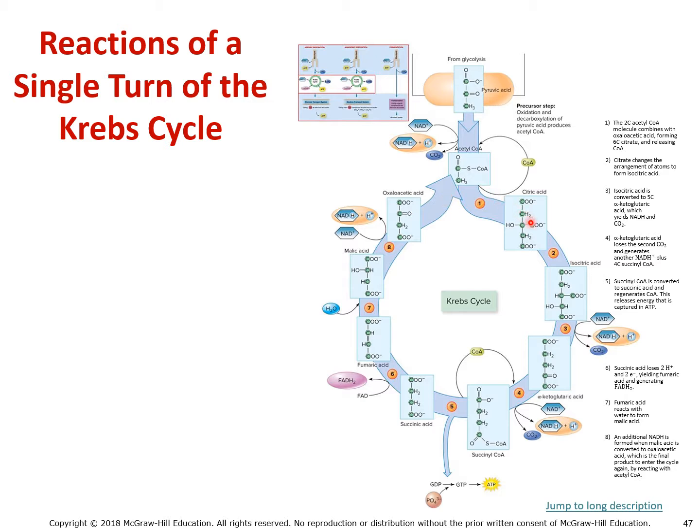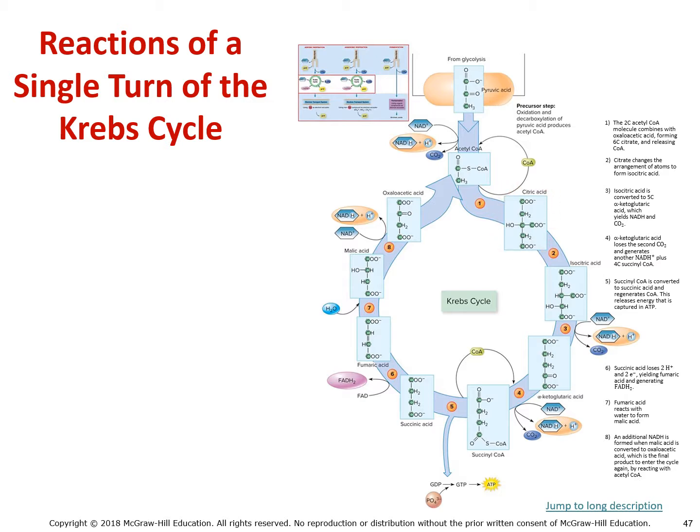But do note that this is a cycle that goes round and around, which means the waste product, in this case oxaloacetic acid, will be combined with the incoming acetyl-CoA and then produce our 6-carbon citric acid. So another name for the Krebs cycle is actually the citric acid cycle. And again, it's because we start this process with citric acid.